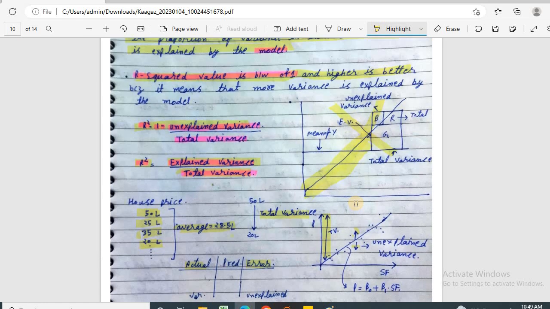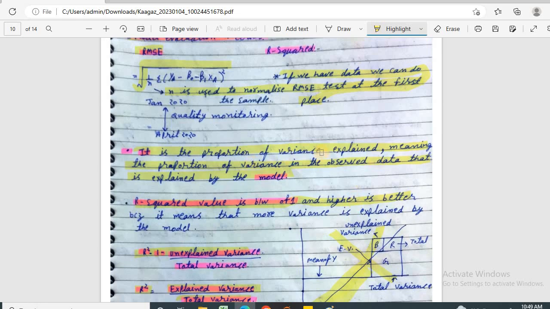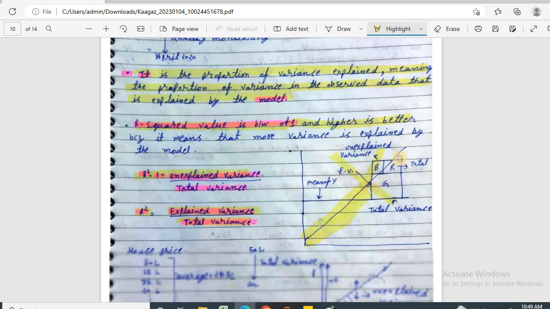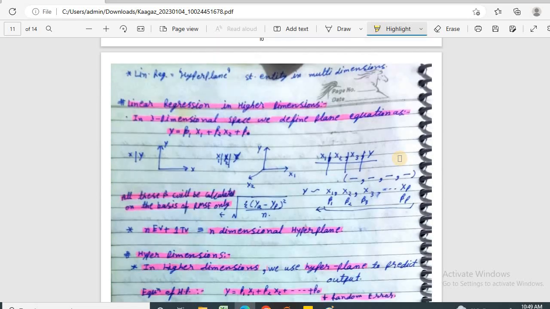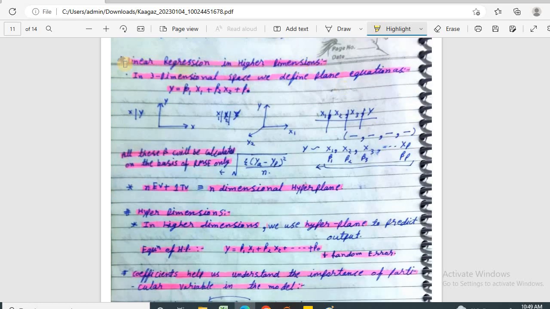R square means proportion of variance explained. Okay, so what is a hyperplane? A hyperplane is the straight entity in multiple dimensions. Now we will discuss linear regression in higher dimensions.